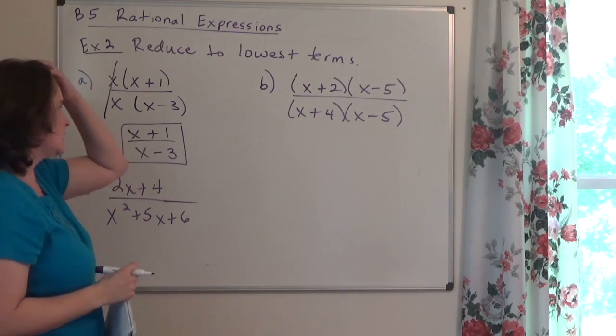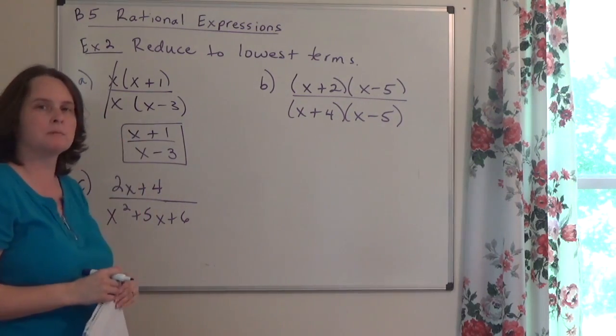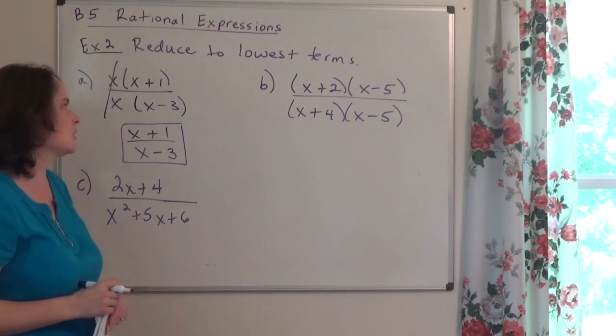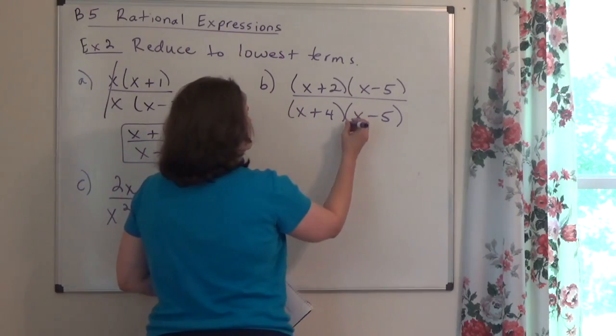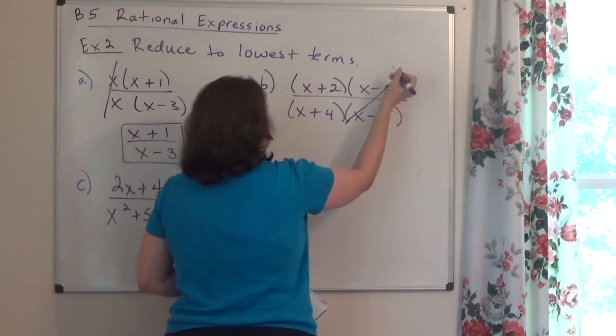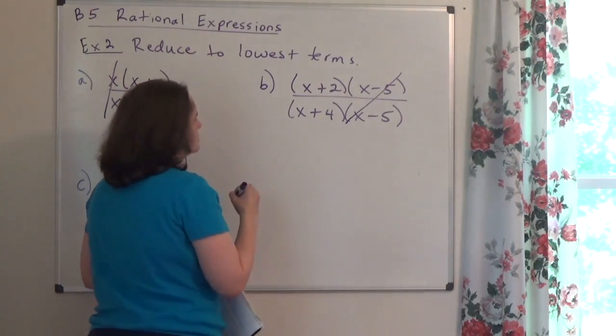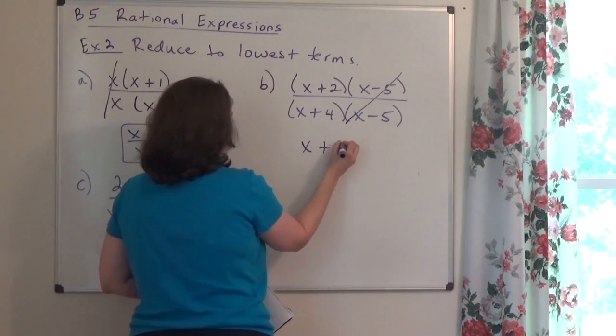For part B, again, you're looking for a common factor that both the numerator and the denominator share. This time they share a common factor of x minus 5. So we can cross out these 2 factors and just replace it with 1. And that just leaves us with x plus 2 over x plus 4.